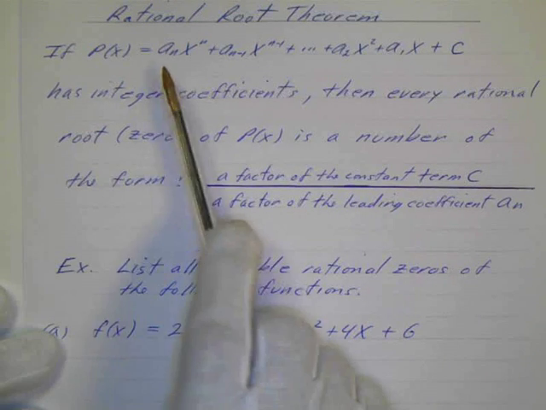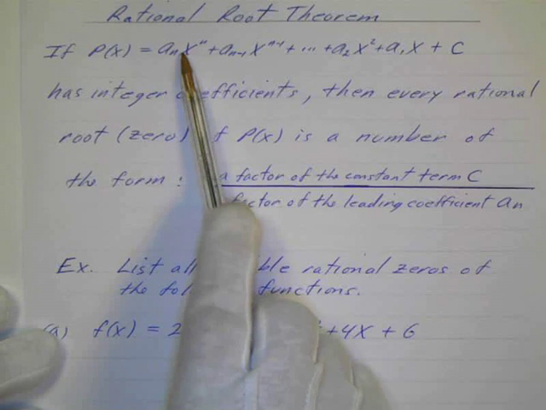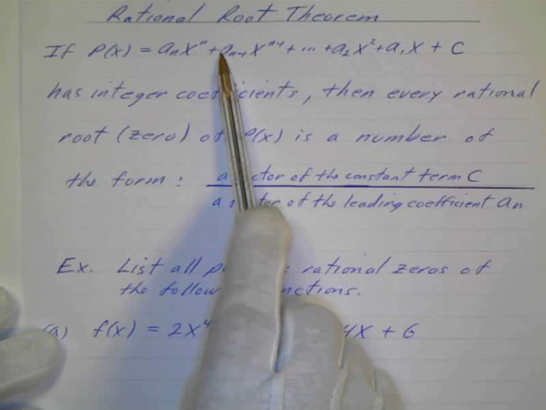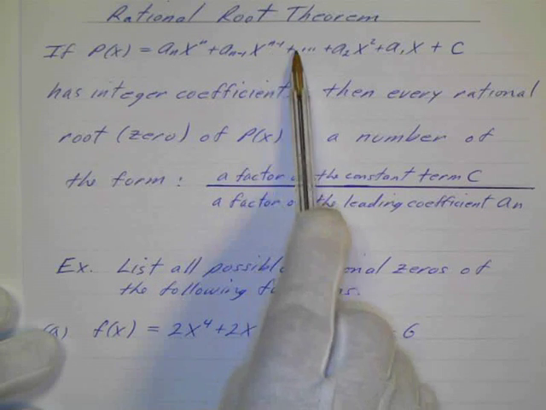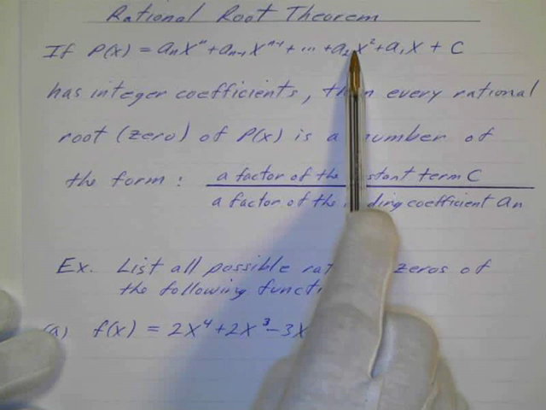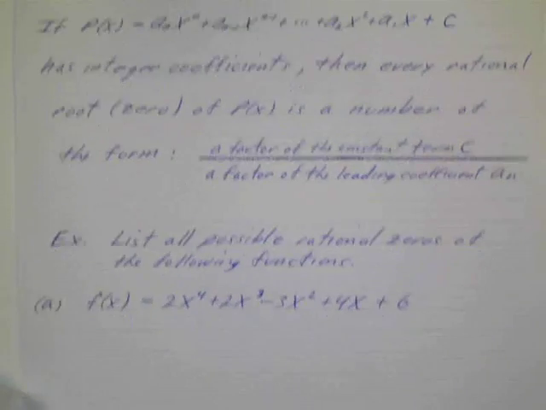If we have a polynomial in this form, some number times x to the nth power, and that's the degree, plus a sub n minus 1 times x to the n minus 1, plus dot, dot, dot, meaning we've got some other terms, and then a sub 2 times x squared, plus a sub 1 times x plus c. So it's in this form, and here's an example just so you can see.